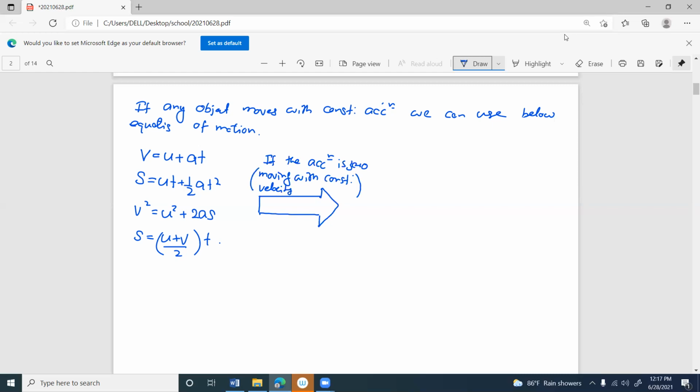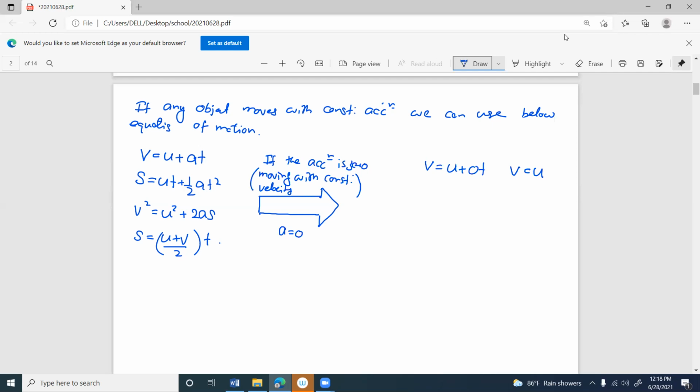The first one: the acceleration is 0, here a is equal to 0. Then what happened to the first equation? v = u + 0t. Then v is equal to u, obvious, no? Because you know that the final speed and the initial speed, both speeds are similar. Is that clear, the first condition?